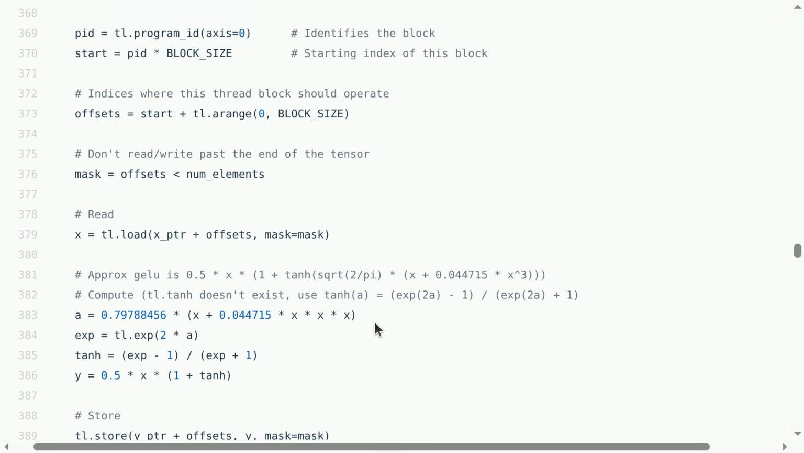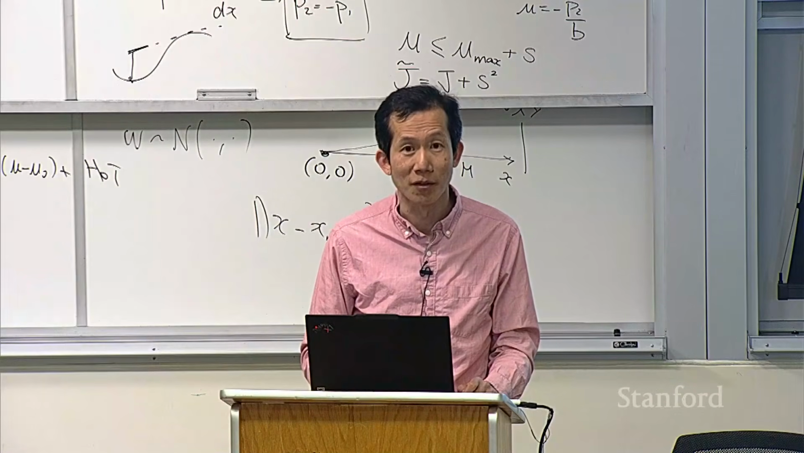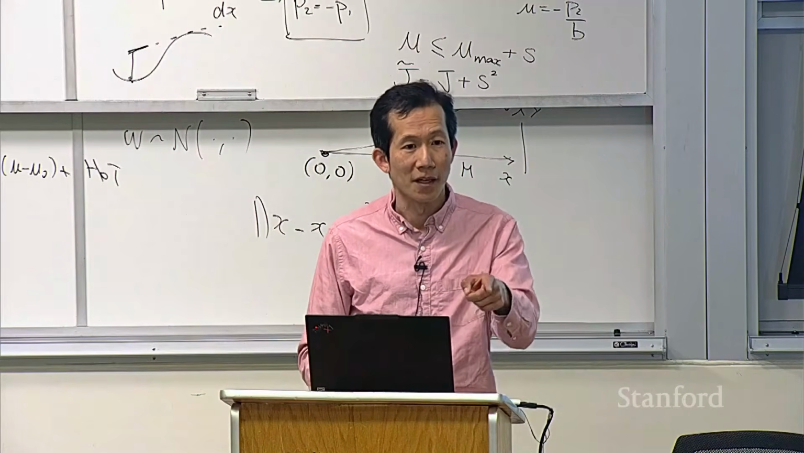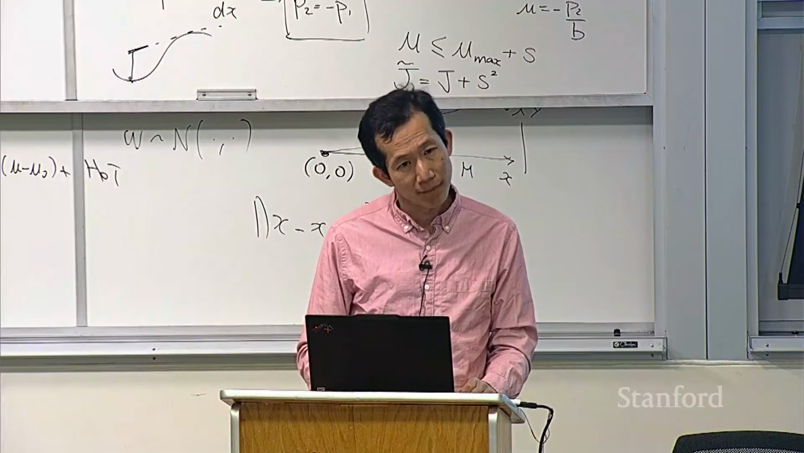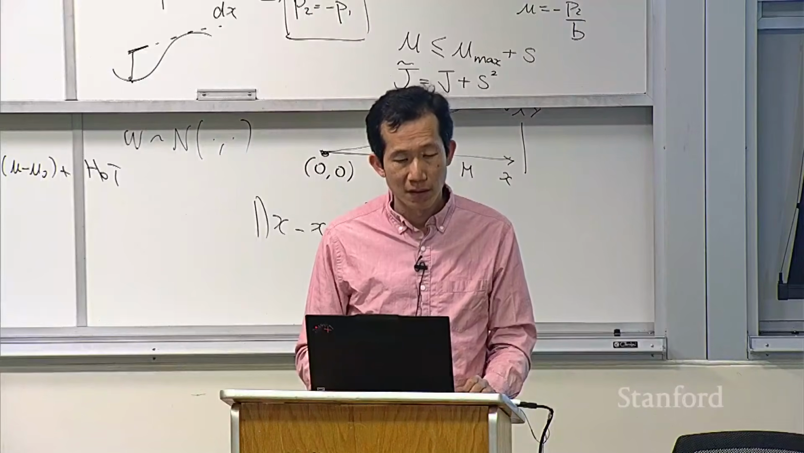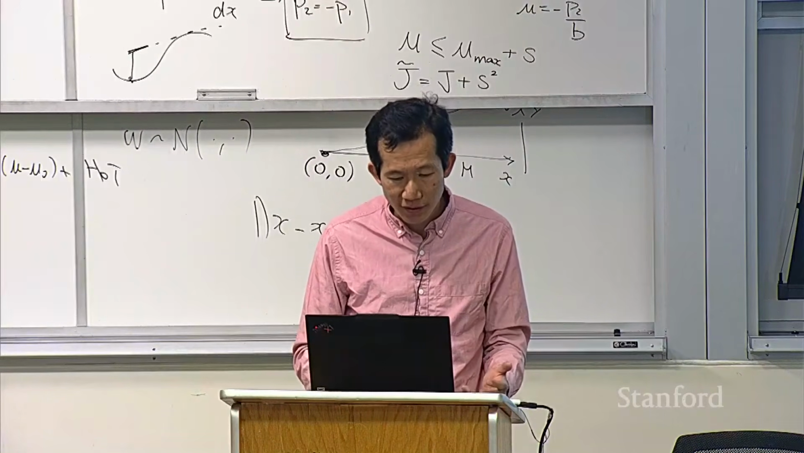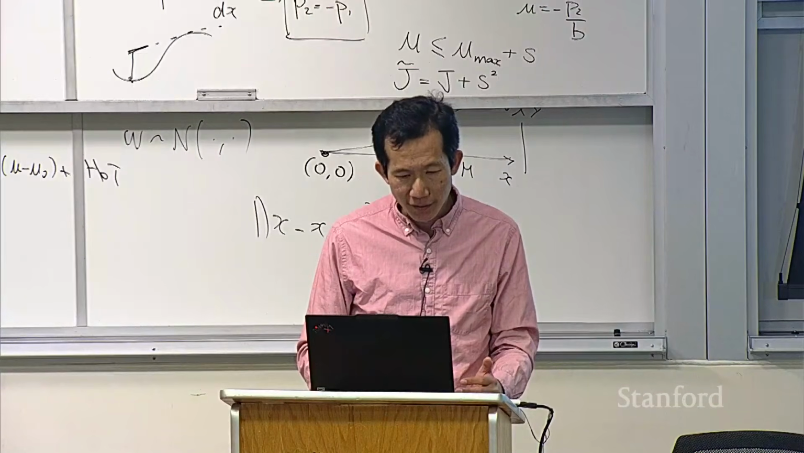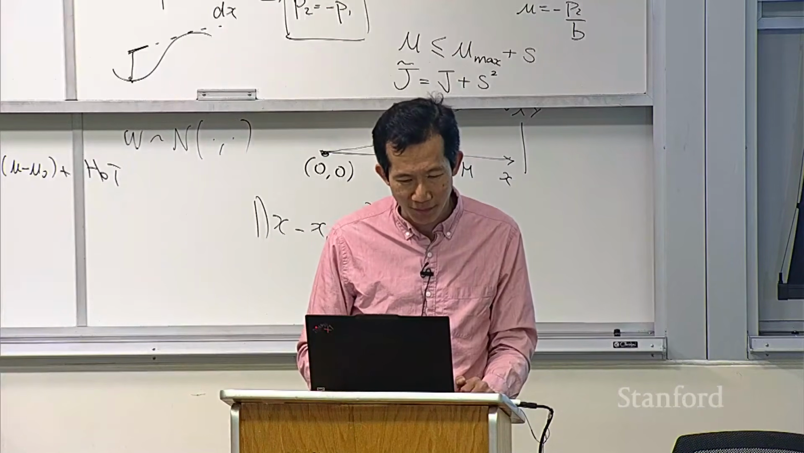Okay, I'm going to stop there and take any questions about this first kind of Triton kernel. Yeah. So what would the difference be between this and CUDA? The difference is, for this element-wise kernel, it looks pretty much the same, right?